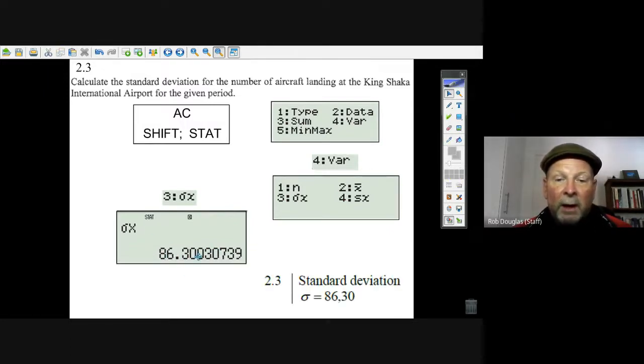That's the standard deviation. We round off to the nearest hundredth like we do all things, but it's 86.3. There's the standard deviation of that data for the number of aircraft at King Shaka International Airport. So 2.3 is so easy. You just press AC, clear it, shift stat, bring it up again, hit the variance one, and hit this number 3 here. And press equals, and out pops your answer, and you get 2 marks for sure every time. You just have to learn how to do this calculator work.